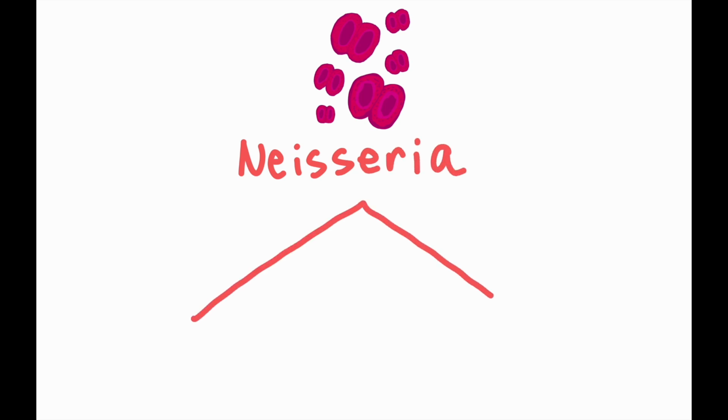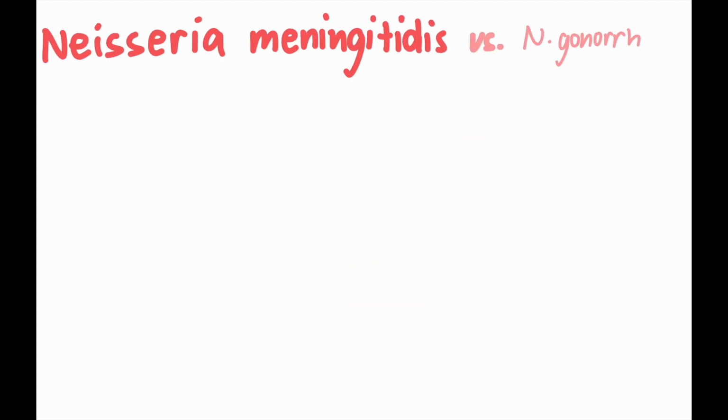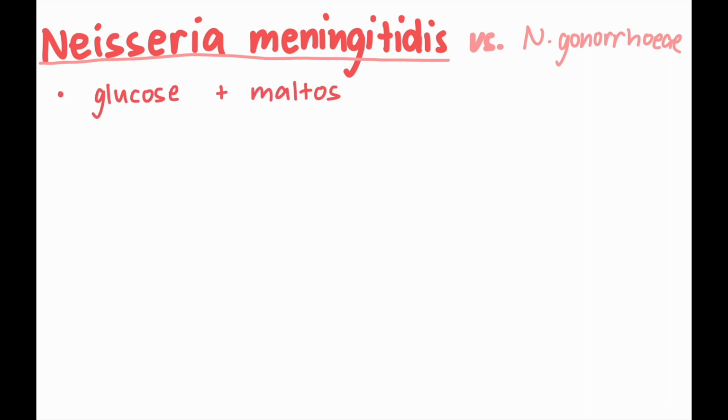The genus Neisseria is divided into two species, Neisseria meningitidis and Neisseria gonorrhea. However, we will only be focusing on Neisseria meningitidis for this video. But what is the difference? Let's compare. Neisseria meningitidis metabolizes glucose and maltose, while Neisseria gonorrhea only metabolizes glucose.